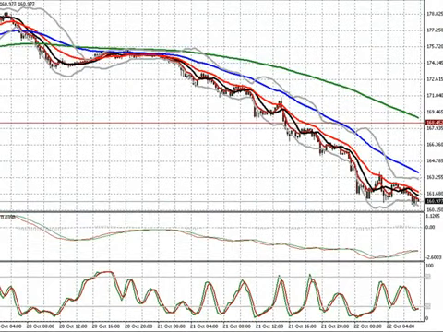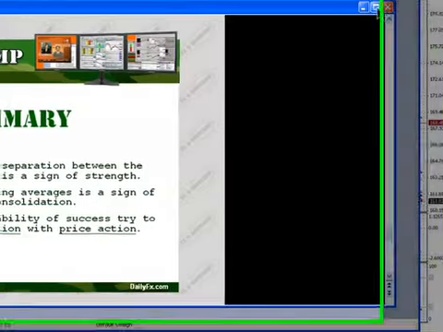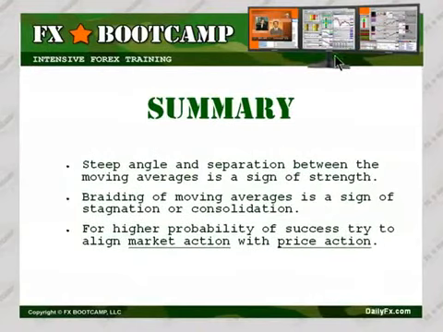So let me pull that PowerPoint presentation back up. There you go. So in summary, what we're looking for is steep angle and separation between the moving averages. Doesn't matter whether we're measuring price action or market action. The greater the angle and the greater the separation, the greater your confidence should be.